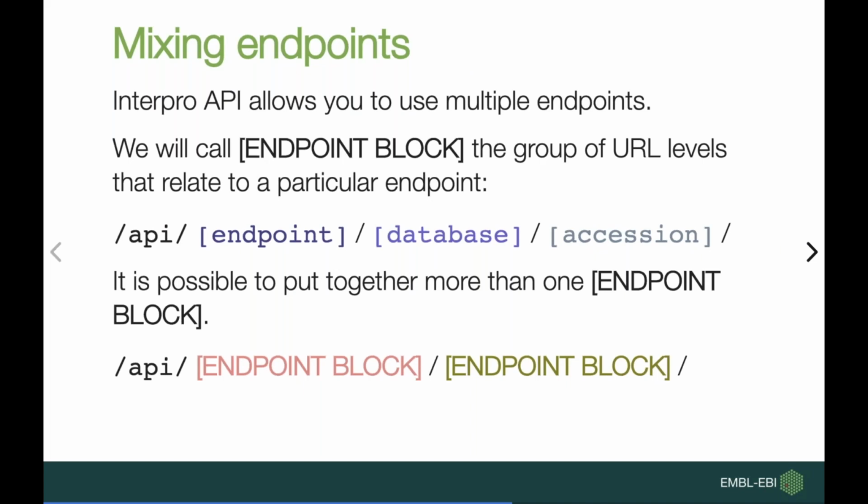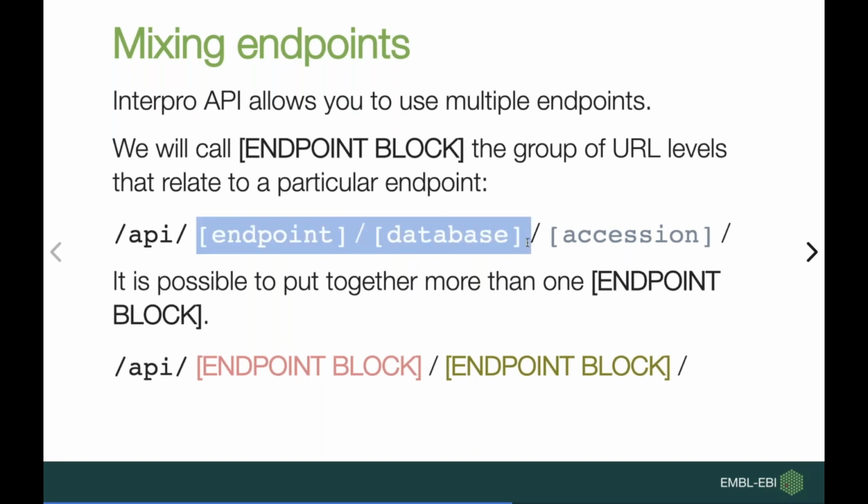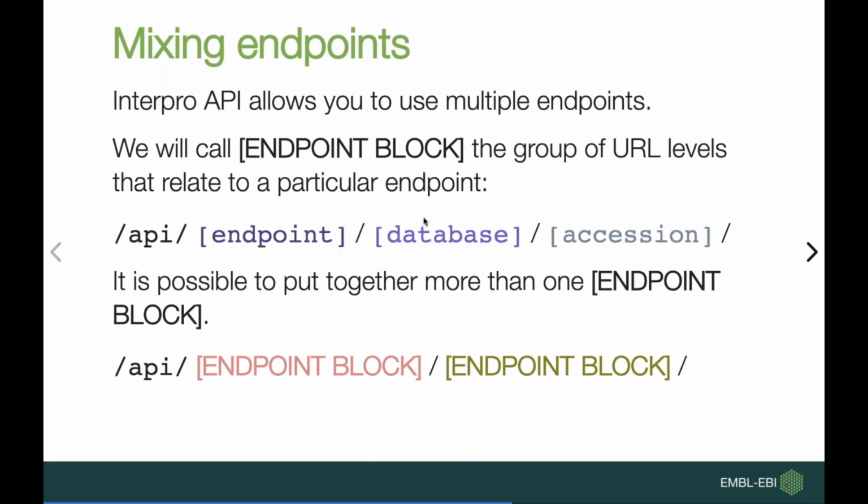So now I'm going to start mixing the endpoints, combining these things. I'm going to call the three levels that we have been talking about an endpoint block. It doesn't matter if it's only the endpoint /protein, or the endpoint and database /structure/PDB, or the endpoint, database and accession: entry InterPro IPR00001. All of that is the block for a single endpoint. So the only thing I need to do to combine this in our API is put endpoint blocks together, as many as you want, as long as you don't repeat an endpoint. So if you use entry once in your URL, you cannot use entry again.